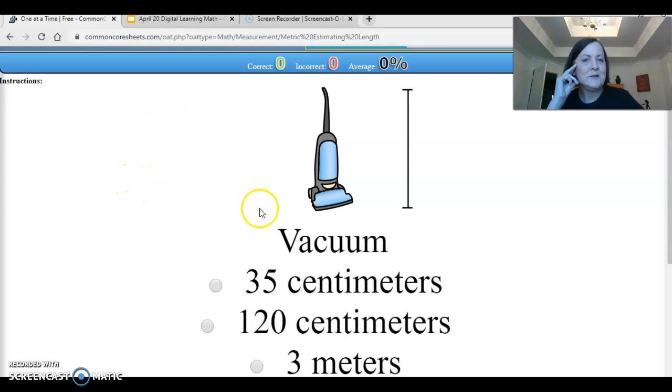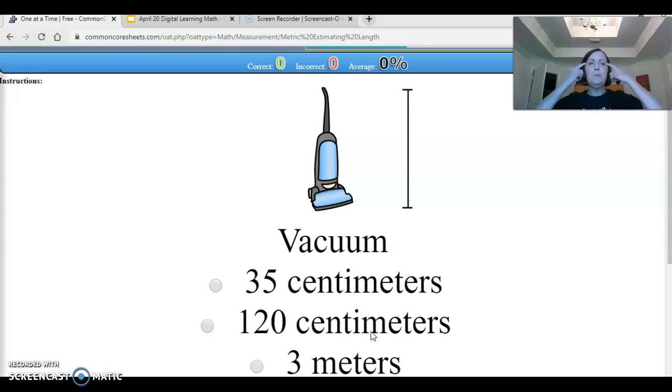So our first question is, what unit of measurement would be most appropriate for the height of a vacuum cleaner? All right, our answer choices are 35 centimeters. So when I think centimeters, I think, would it take 35 of my pinkies, if I stack them one on top of each other? About 35 of those, would that be the height of your vacuum cleaner? Think about that. I think that's not enough.